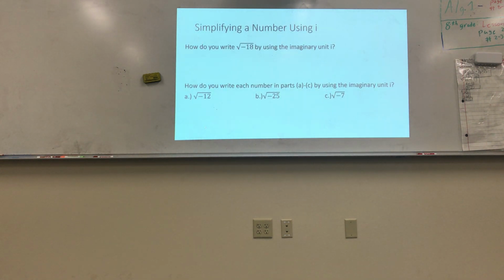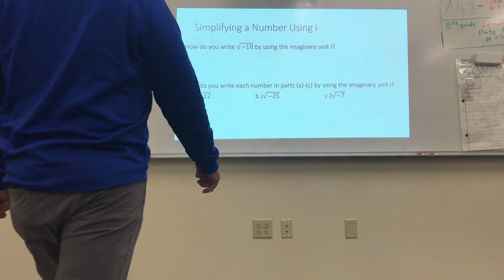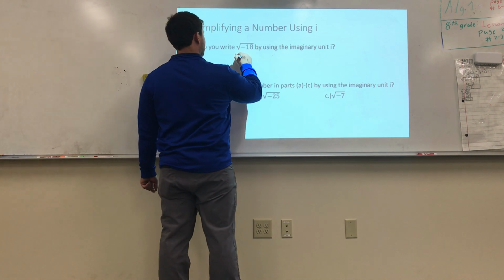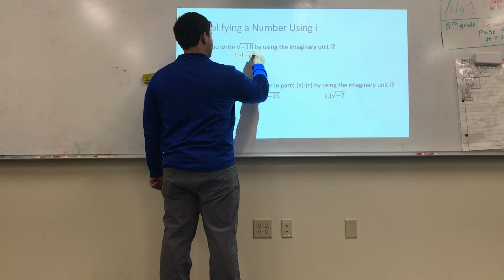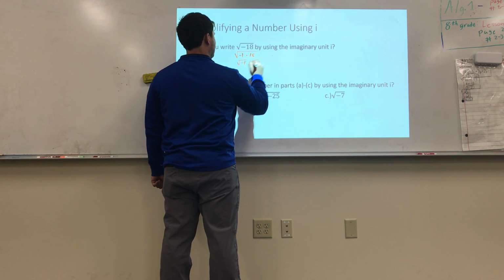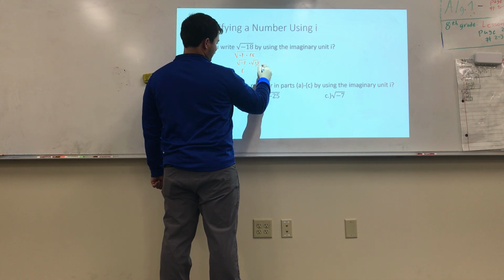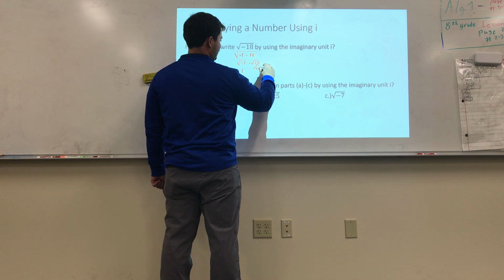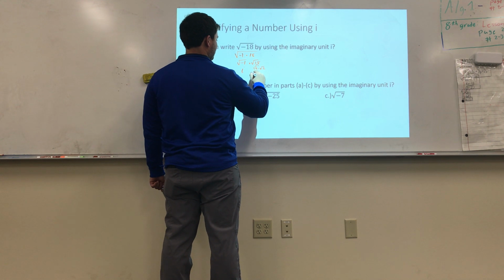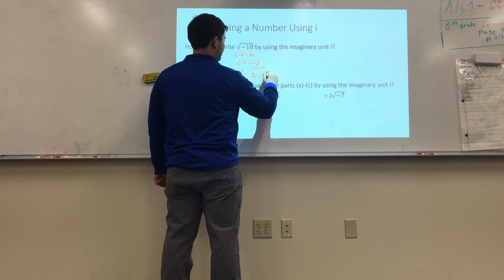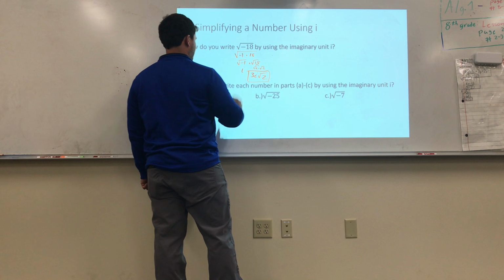How do you write the square root of negative 18 by using the imaginary unit i? Once again, you are going to have negative 1 times 18. Now we have the square root of negative 1 times the square root of 18. This is going to give me i. This we can break down a little bit more: the square root of 9 times the square root of 2. The square root of 9, if you know your perfect squares, gives me a 3. 3i square root 2 is your answer.